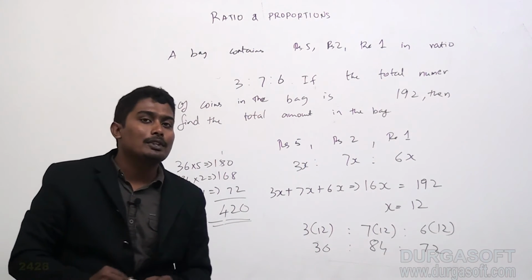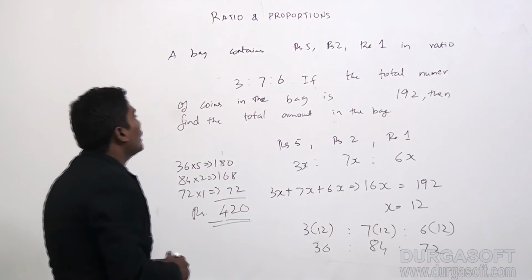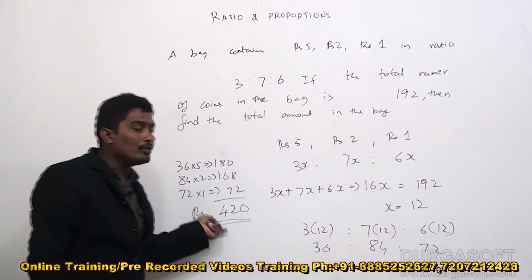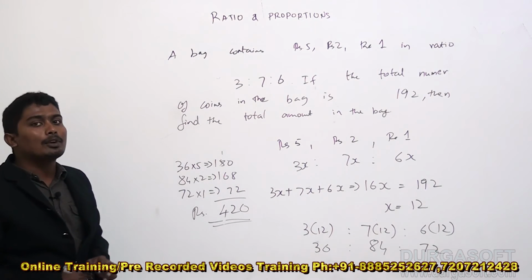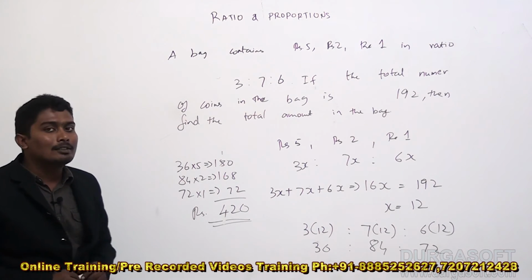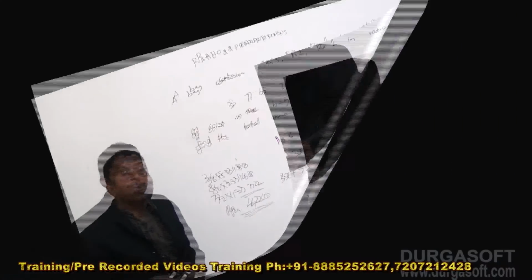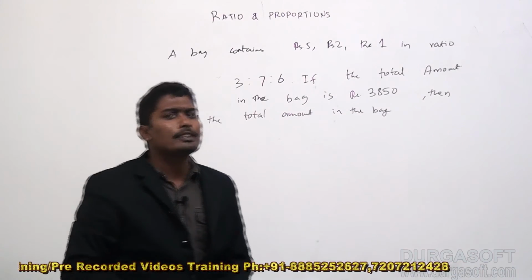Here in this type of question, they may give you the total number of coins in the bag and ask you to find the amount, or sometimes they will give you the amount and ask you to find the number of coins in the bag. Now next question we will be discussing based on the total amount given. Now there is a small alteration in this question.